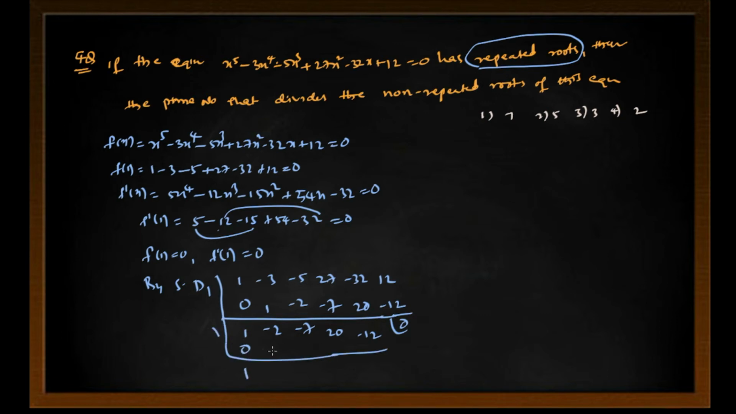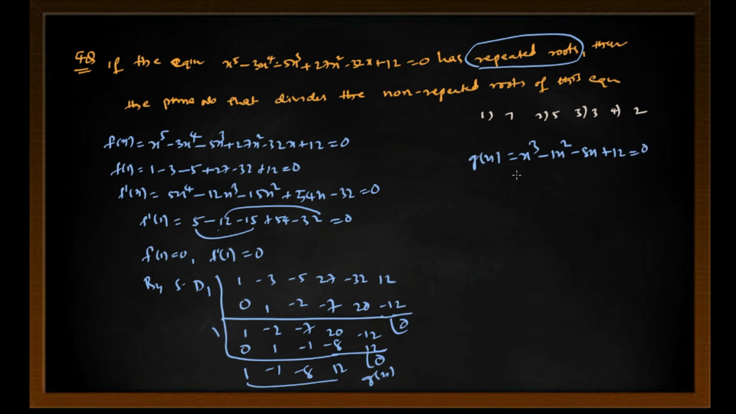1 plus 0, 1. 1 ones are 1, minus 1, minus 1 ones are minus 1. Minus 8 ones are minus 8, 20 minus 8, 12. 12 ones are 12, 12 minus 12 is 0. So consider this one as g of x. So g of x equals x power 3 minus 1x square minus 8x plus 12.